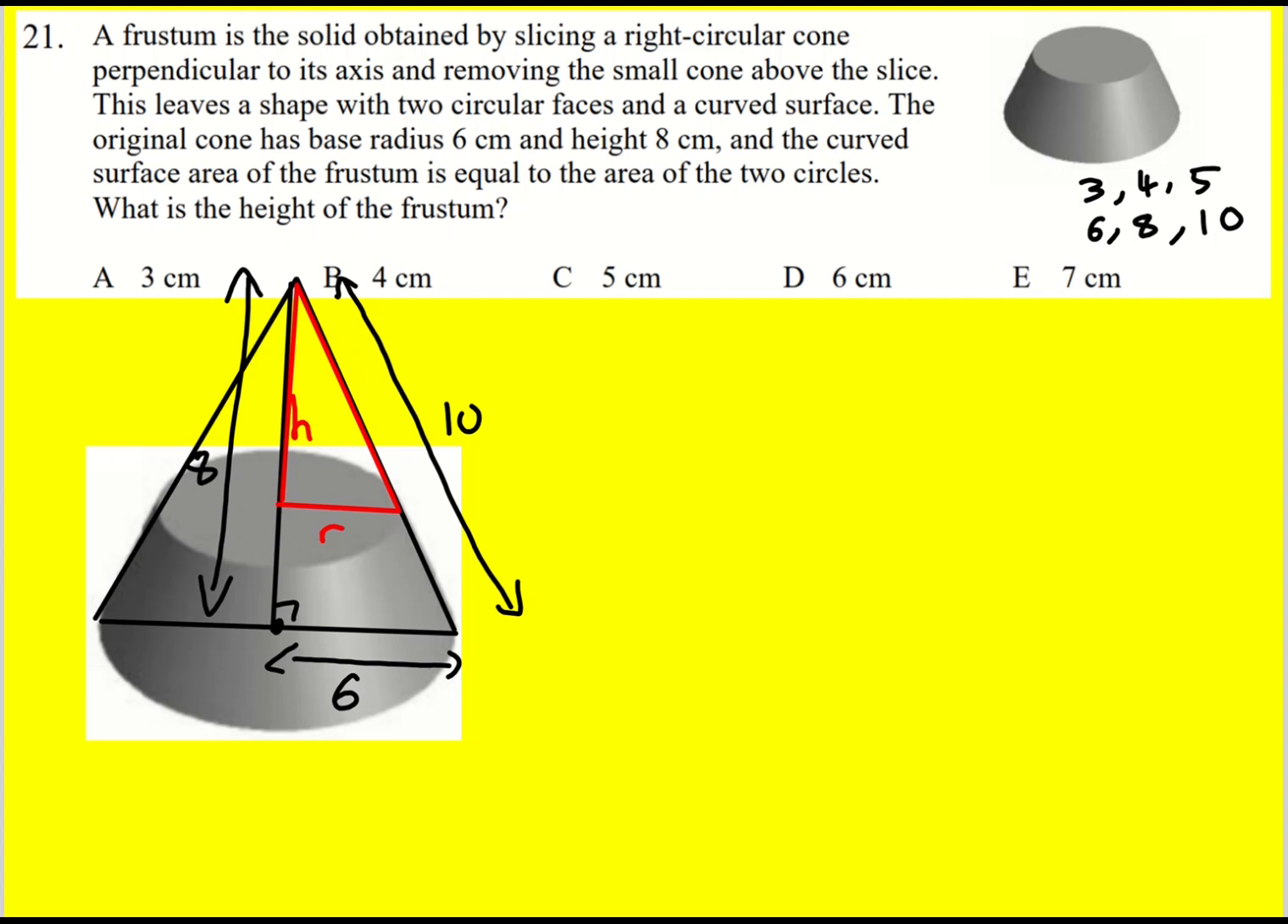And by the way, I want to find the height of the frustum, so that is going to be 8 minus h. I'm trying to find h here. And then let's call the curved part L. This is also a right angle triangle. So I can now write down an equation.